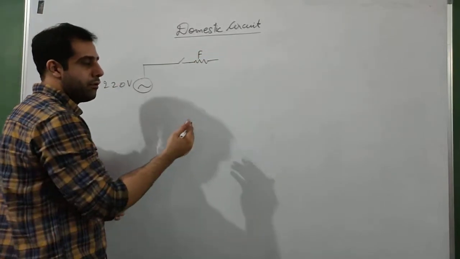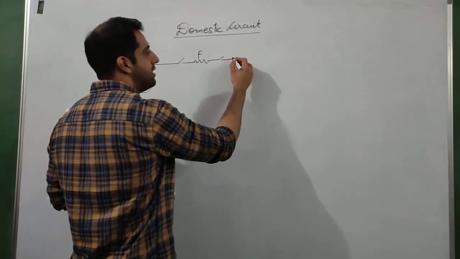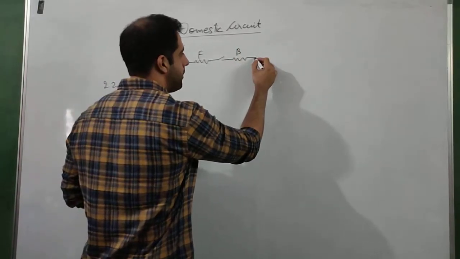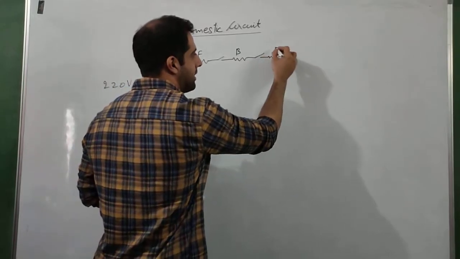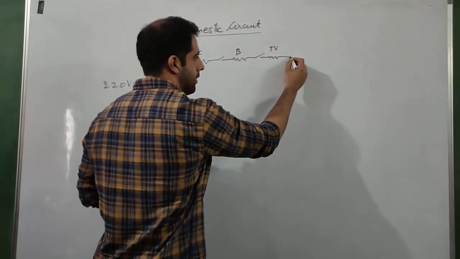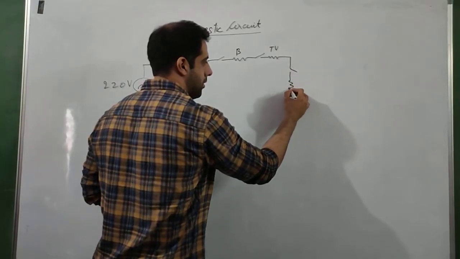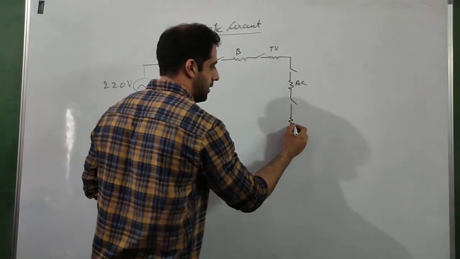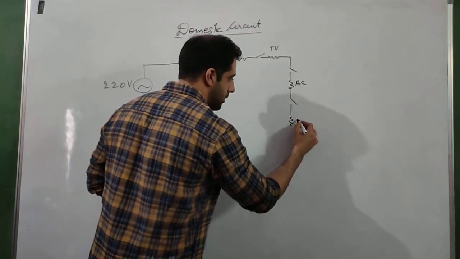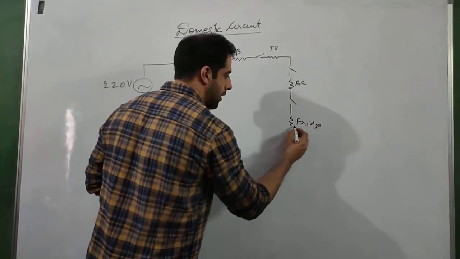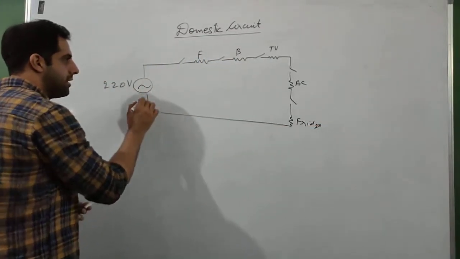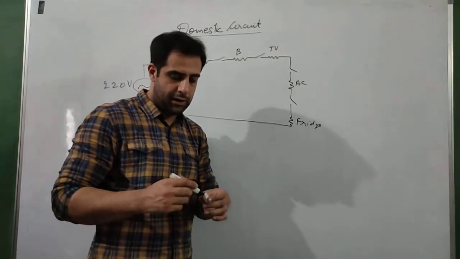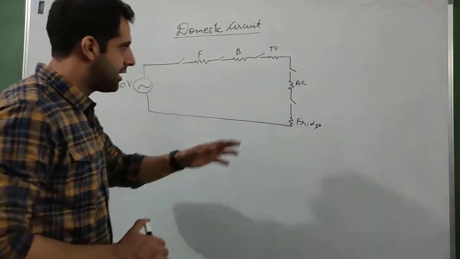Let us say this is a fan. After this another switch, and with this switch an appliance is connected. Let us say this is the electric bulb. Let us say this is your TV, and let us say this is AC. Let us say this is your fridge. So all the appliances are connected in series, as you can see, and each one of them has its switch. We know that every appliance in our house has its switch. All of them are in series.